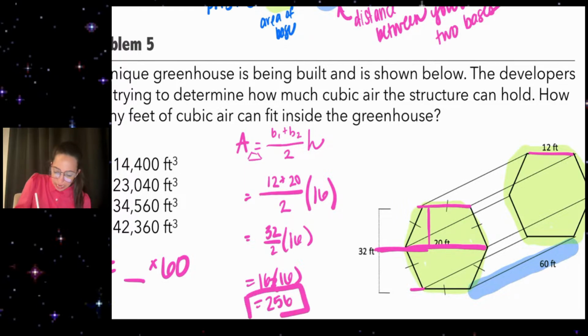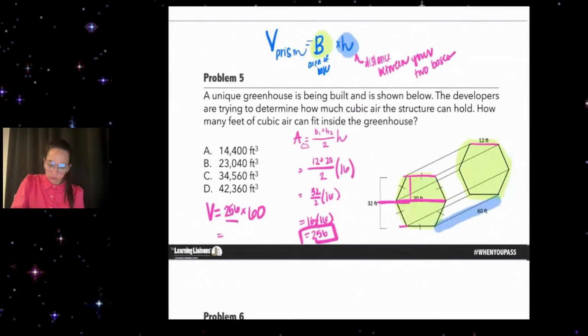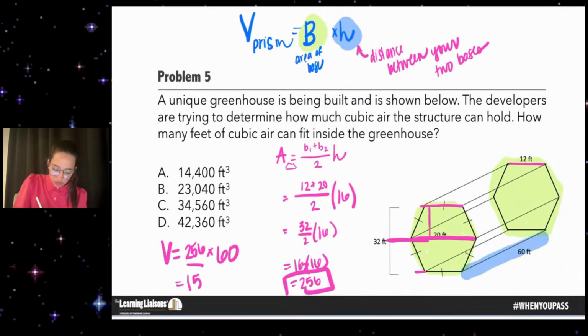So then I can just take that and plop it right into my volume formula. So 256 times 60 is 15,360. Why did I get that wrong? Base 1 plus base 2 divided by 2 times height. 12 plus 20 is 32, divided by 2 is 16, times 16 is 256, times 60, 15,360. Interesting.